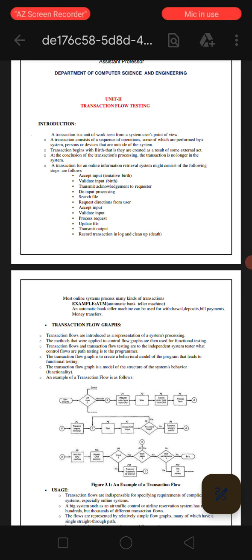Today I am here to discuss transaction flow testing.